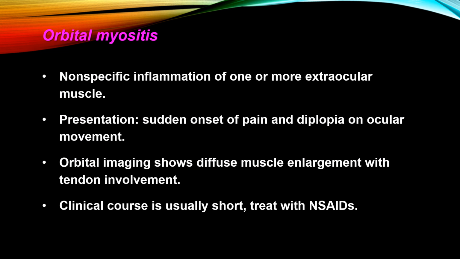Orbital myositis. This is a non-specific inflammation of one or more of the extraocular muscles. Presentation is with sudden onset of pain and diplopia on ocular movement. Orbital imaging shows diffuse enlargement of the muscle with tendon involvement. Clinical course is usually short and is treated with non-steroidal anti-inflammatory drugs.